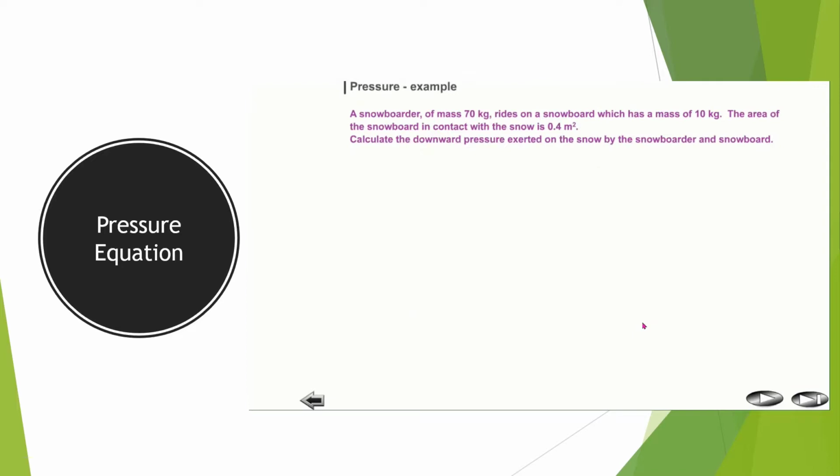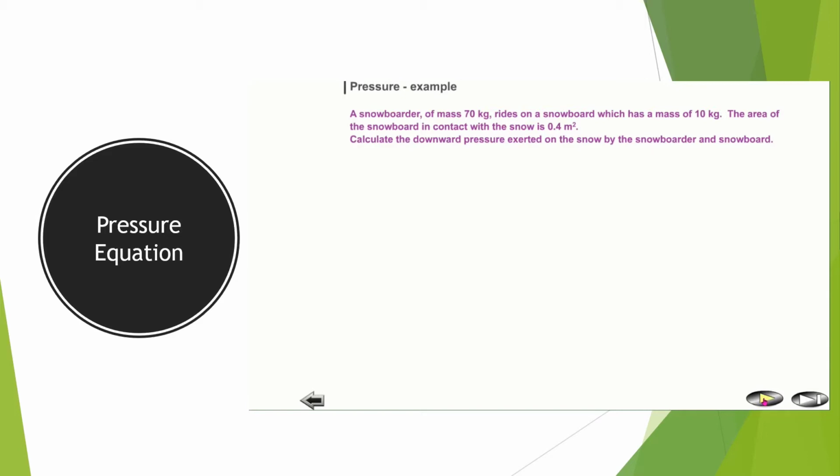So we've got a snowboarder of mass 70 kilograms who rides a snowboard which has a mass of 10 kilograms. The area of the snowboard in contact with the snow is 0.4 square meters. Calculate the downwards pressure. Now it's very tempting to say the mass is 70 plus the mass of my snowboard, 80, so 80 over 0.4. But remember that your mass is not the same as your weight, it's not the same as your force. The force acting on the snow is the weight of the snowboarder and the snowboard.